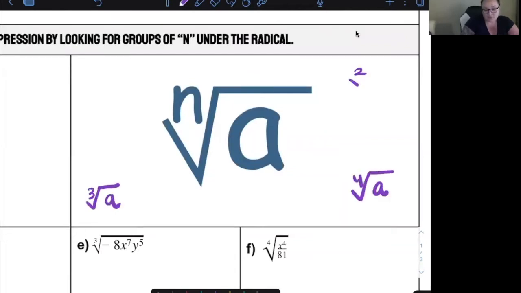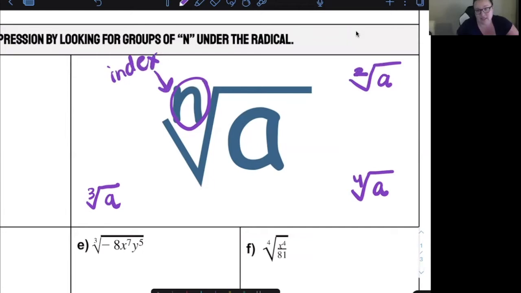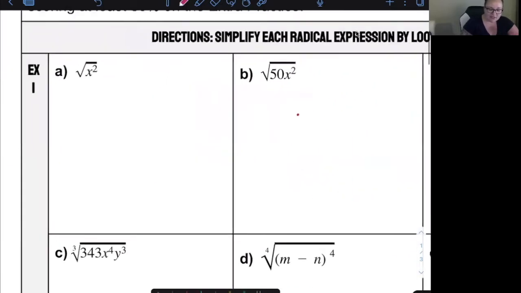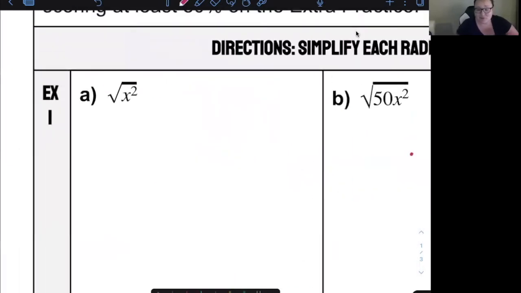A square root of a number technically has an index of 2. The number right here is a 2. So whatever n is, that's what we call our index. That tells us what root we're taking of that number A. So when we have a square root, normally we just write it without the index, but technically there's a 2 for our index. All right.